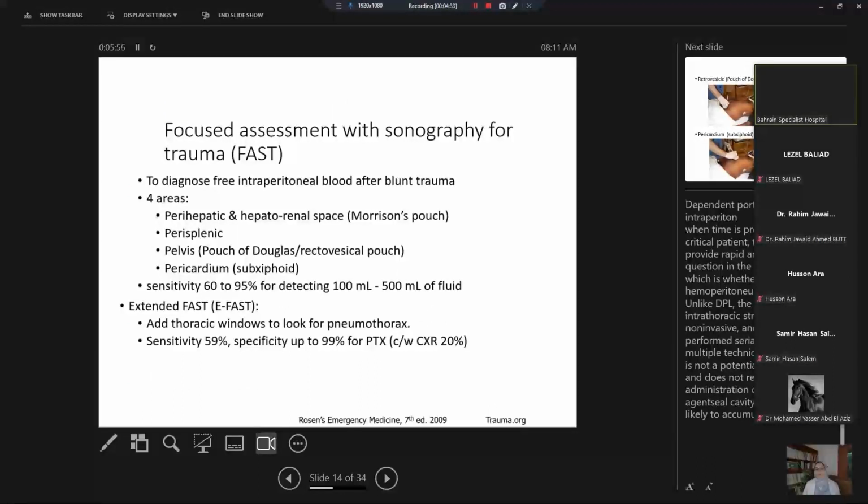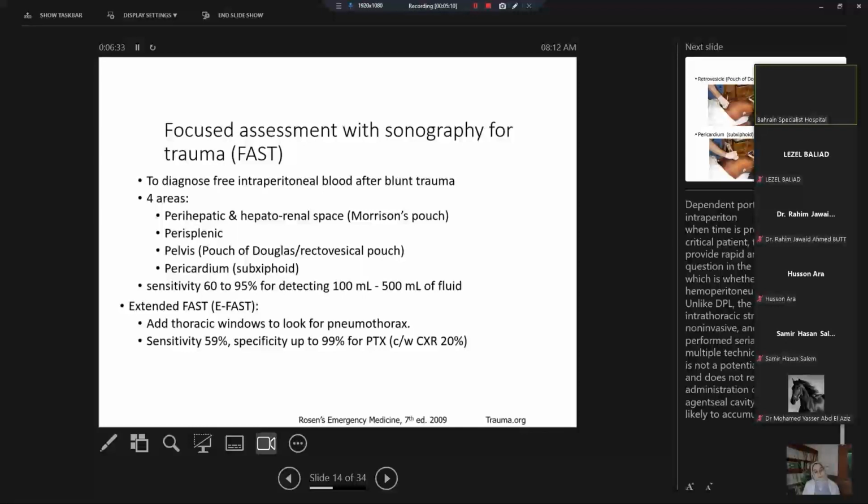The focused assessment with sonography for trauma, that's FAST. This is basically to diagnose free intraperitoneal blood, and we use it after the blunt trauma. We are looking for any free blood in these 4 areas: in the perihepatic and hepatorenal space, in the perisplenic space, and in the pelvis, so the pouch of Douglas or rectovesical pouch, and in the subxiphoid area. The sensitivity of FAST is 60 to 95% for detecting 100 ml to 500 ml of fluid.